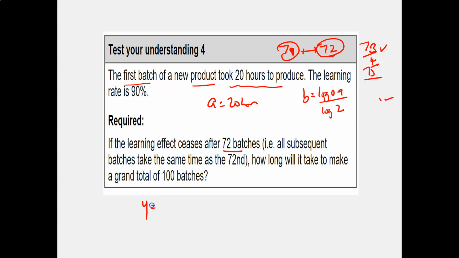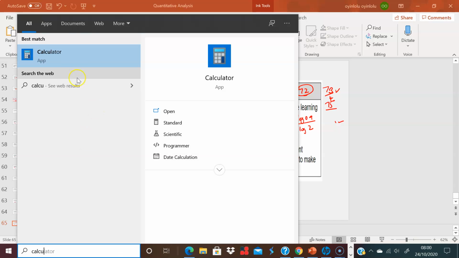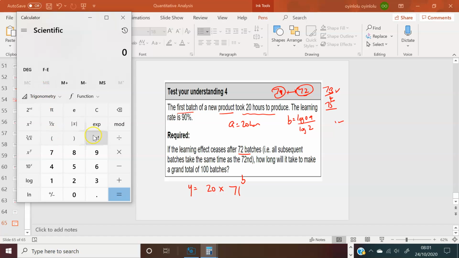So let's find the average time it takes to make the first 71 batches, and that would have been y is equal to A, which is 20, times 71 raised to the power of B. And remember that B again is equal to log of 0.9 divided by the log of 2. So the question is, what is that? Let's just do that here, and let me get my calculator out again.